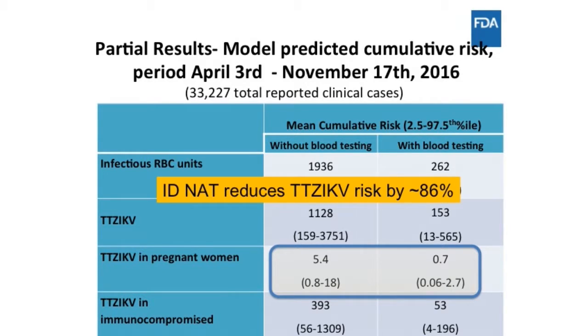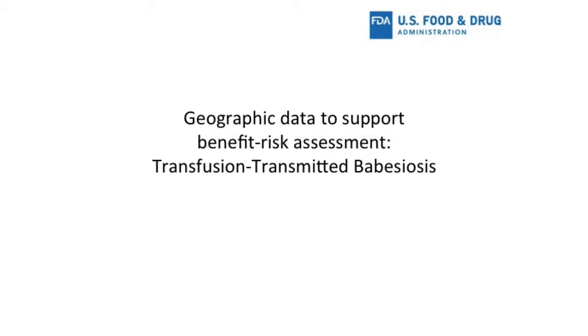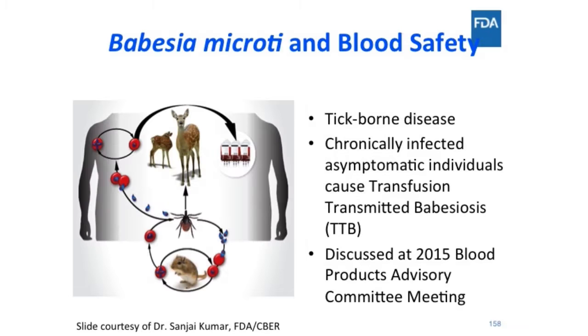Let me move on now to the second example of how health claims data can support the kinds of risk assessment work that we need to do at CBER. And I'm going to illustrate this by showing how we use geographic data for a benefit risk assessment for transfusion-transmitted babesiosis. For those of you who aren't aware of this particular disease, Babesia microti is a parasite. It's a tick-borne disease, babesiosis.